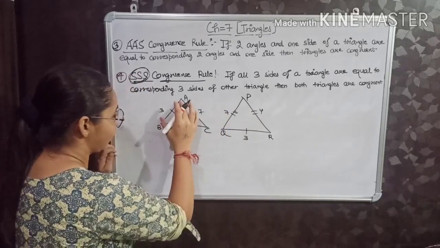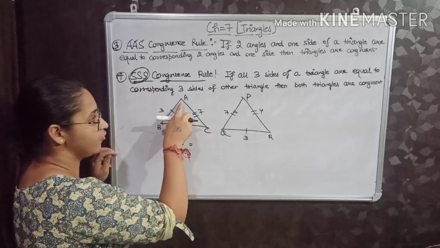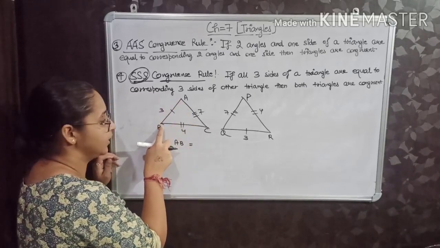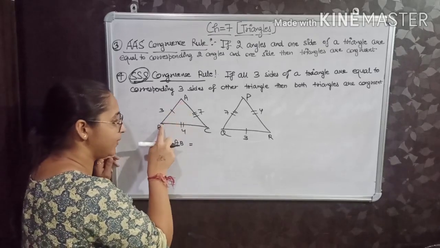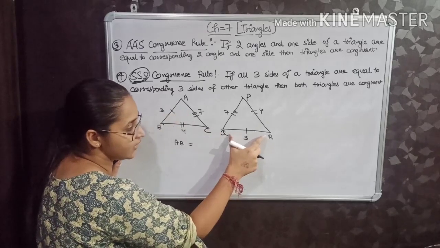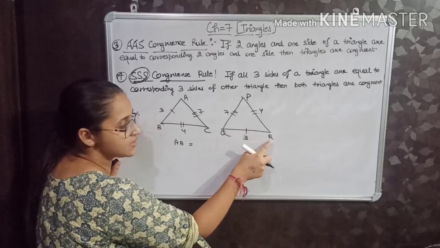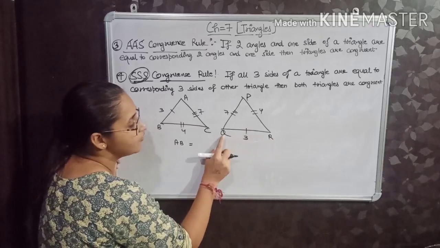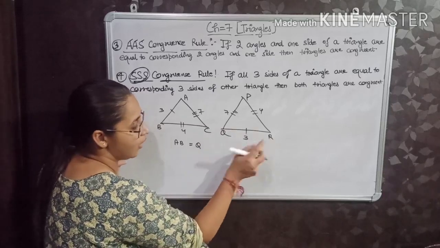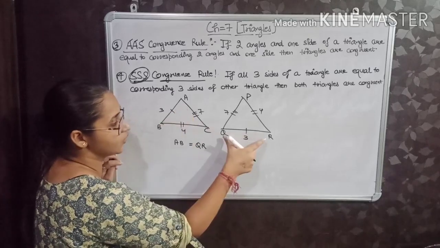Now, see, if I am starting from A and I am reaching the point B, from A I am here now. AB is equal to, now where is 3 in this triangle? We will start from Q, or you can start from R as well. So we will start from Q. AB is equal to Q to R. QR is 3. So the first condition is AB is equal to QR.